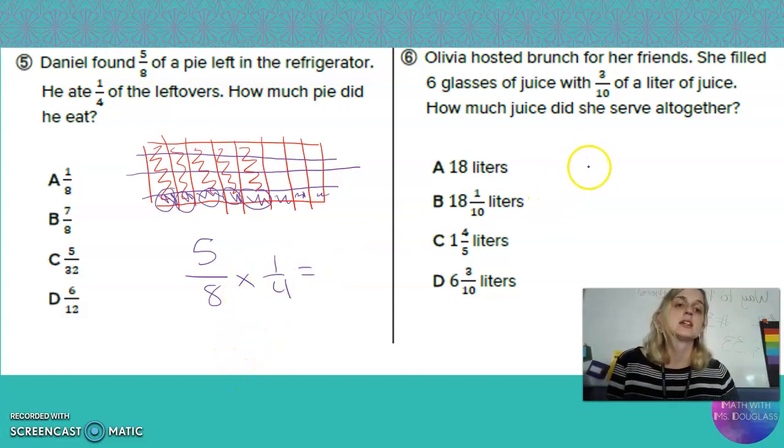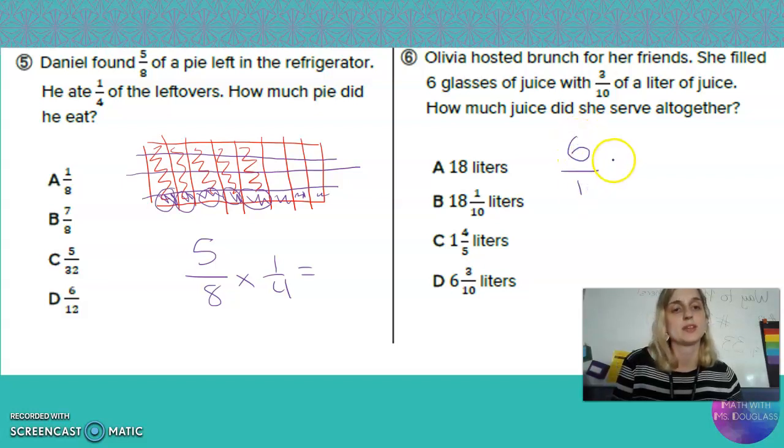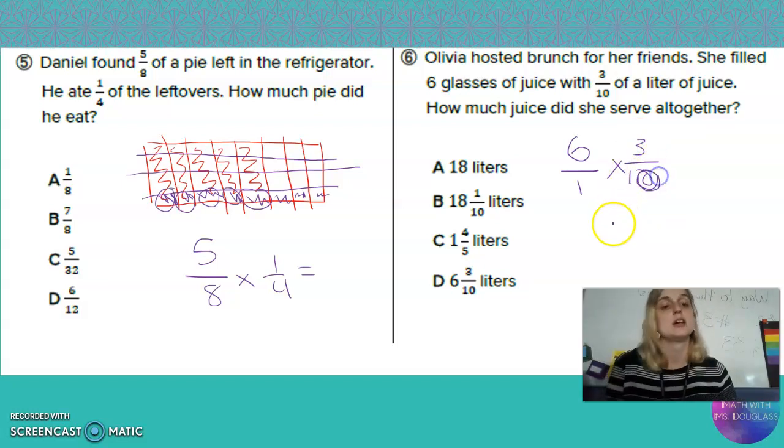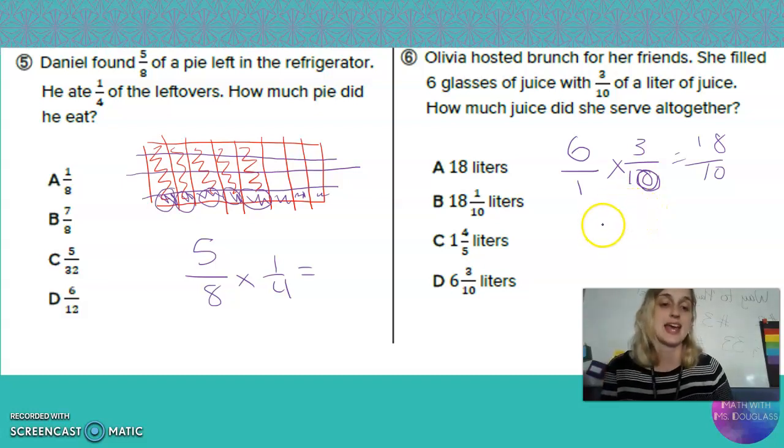Last but not least, 6 glasses of juice. We know that if it's a whole number, we can make it a fraction out of 1. Each glass was 3/10 of a liter. That's supposed to be a 0. And you multiply. And then you divide. Do not pick A. It is not 18 divided by 1. It's 18 divided by 10. Hint, you also might have to simplify any fractional remainder.